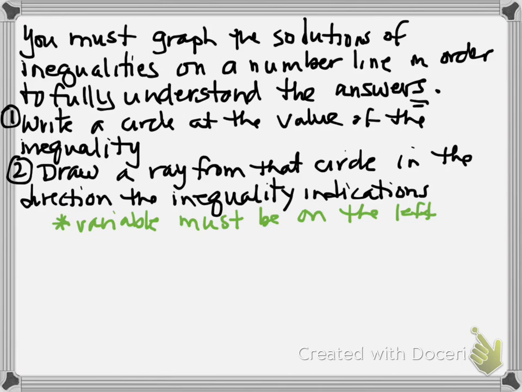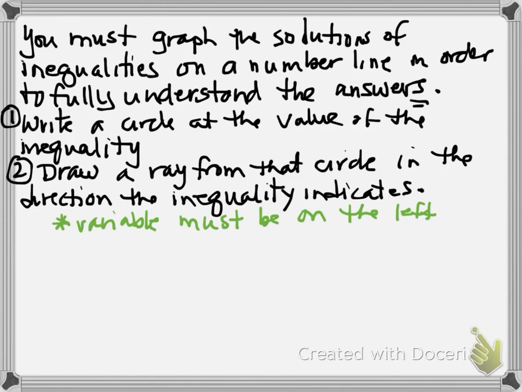So, we must graph the solutions of inequalities on a number line in order to fully understand the answers, multiple answers. Write a circle at the value of the inequality and draw a ray from that circle in the direction the inequality indicates. Not indications. Let's try that again. Indicates. And again, to follow 1 and 2, and more so 2, the variable must be on the left.